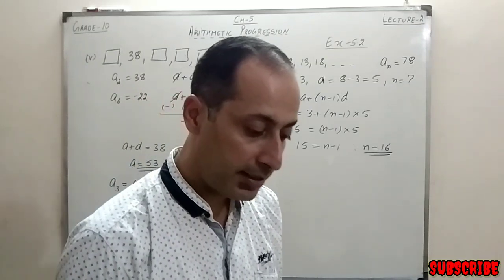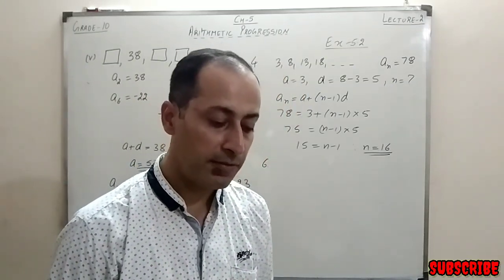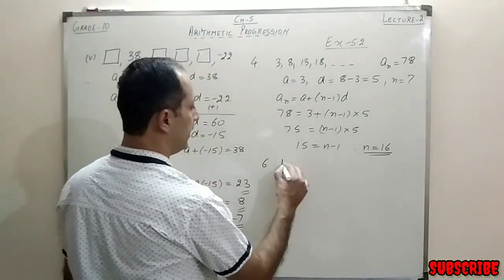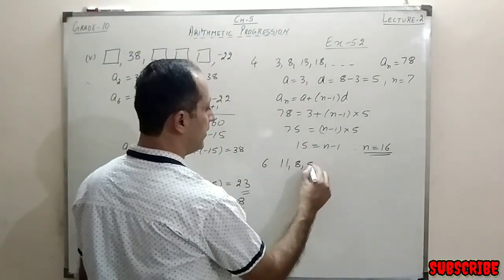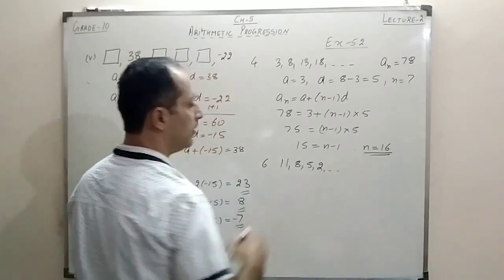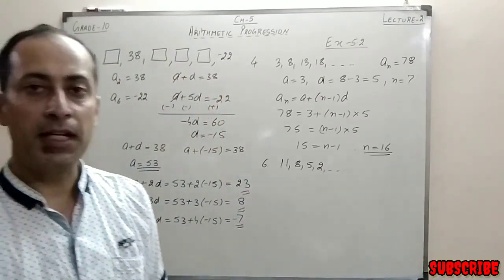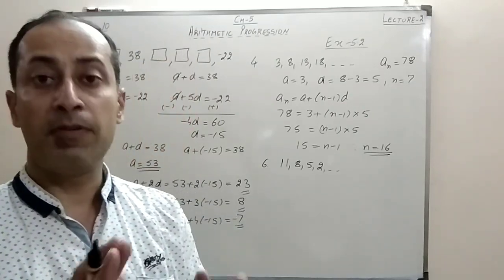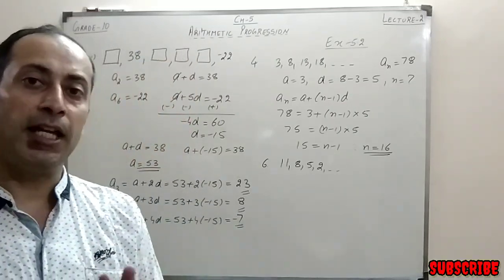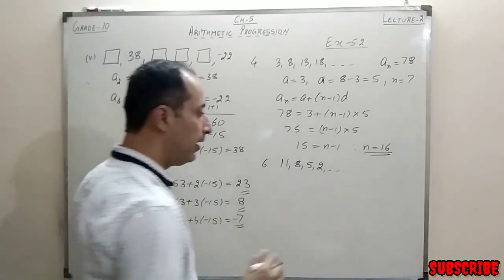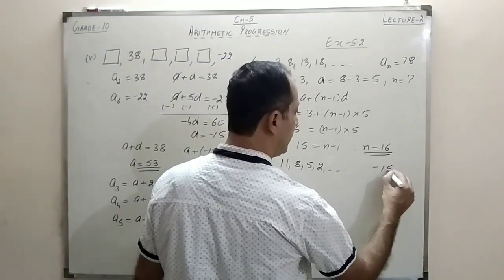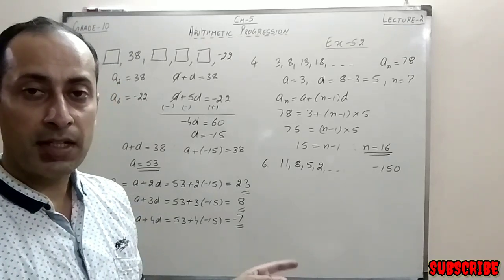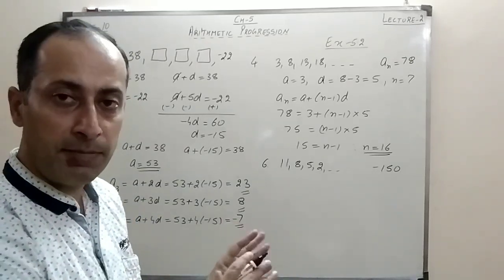They say check whether minus 150 is a term of an AP. One AP is given to us: 11, 8, 5, 2. So this is a decreasing AP. Now they are asking, if we continue to write this AP, which we should not be doing, will this minus 150 come in this AP or not?